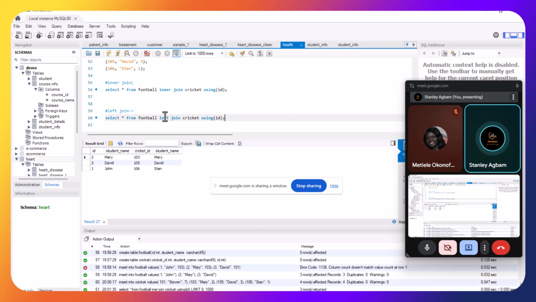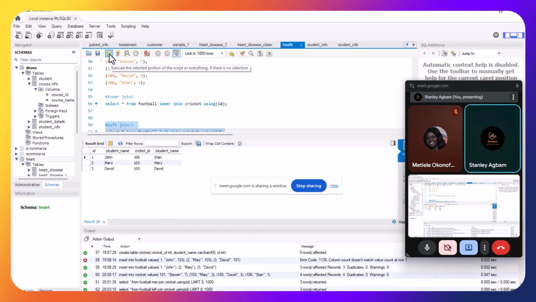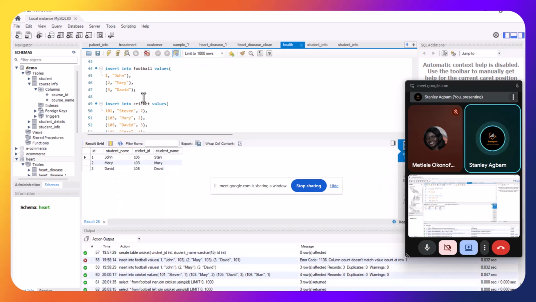So you can see, since there are only 3 observations of football, those are the 3 observations it's going to bring, and the matching rows of cricket.